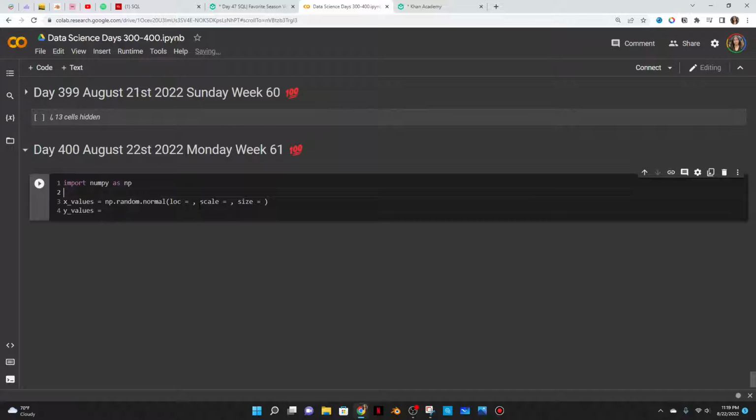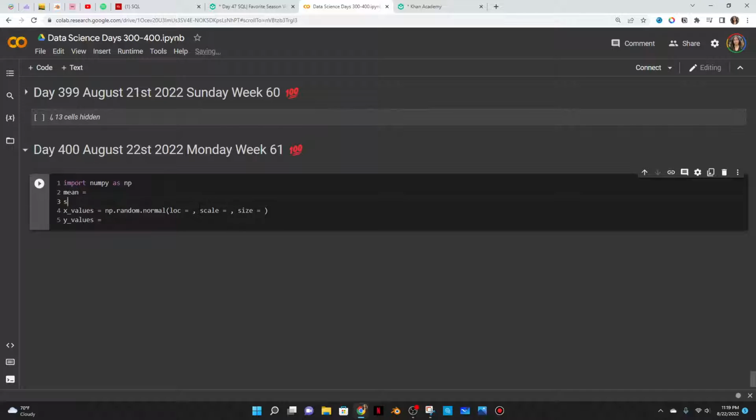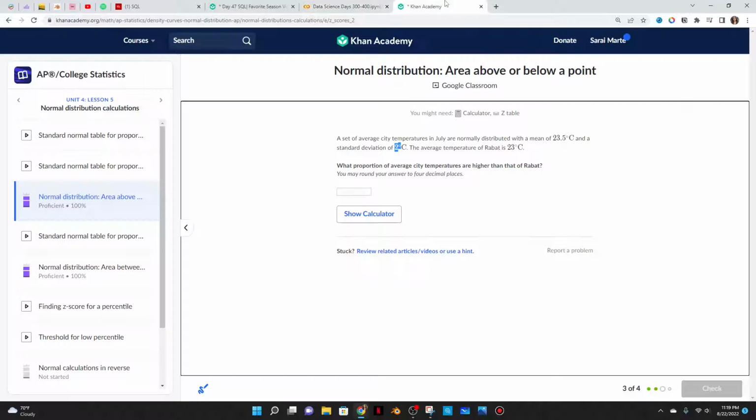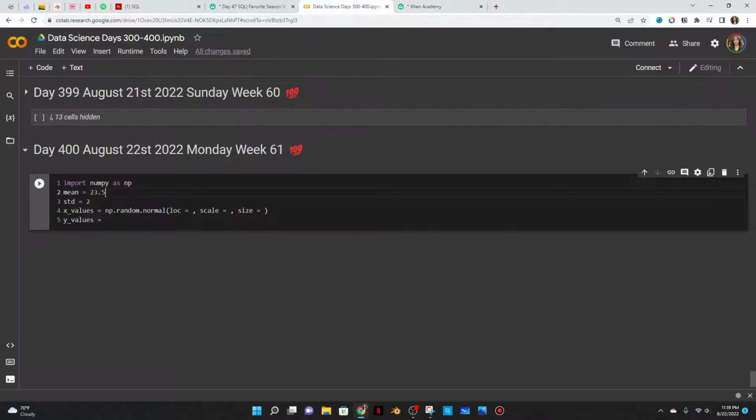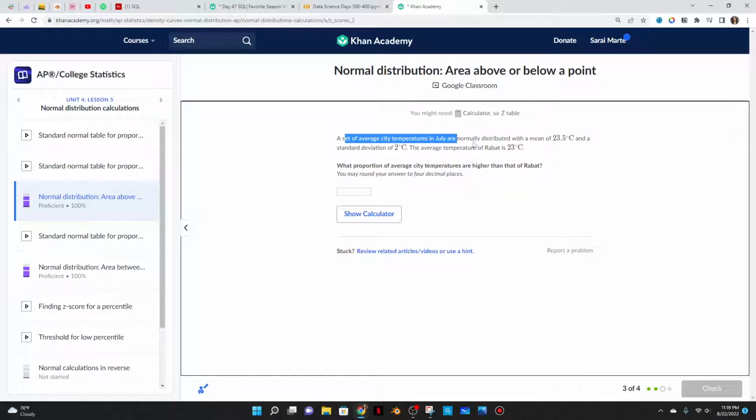I'll actually set up my variables here: standard deviation 2 and mean 23.5. That's what it was, right? It's just to put things in context. So I'll add those in there, and then the scale. What's the context? A set of average city temperatures.